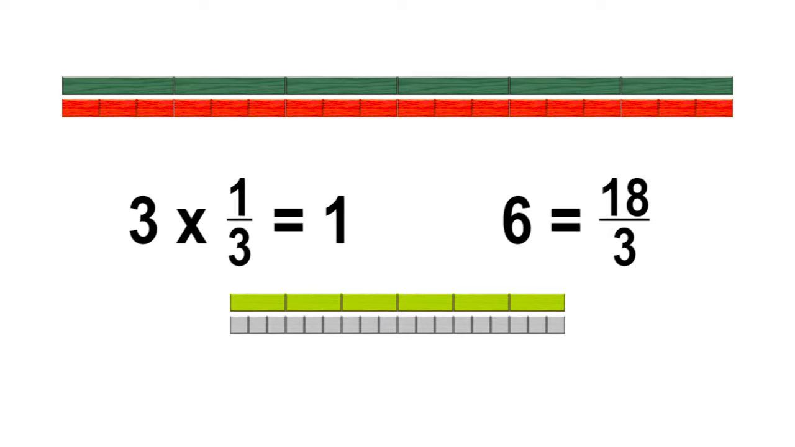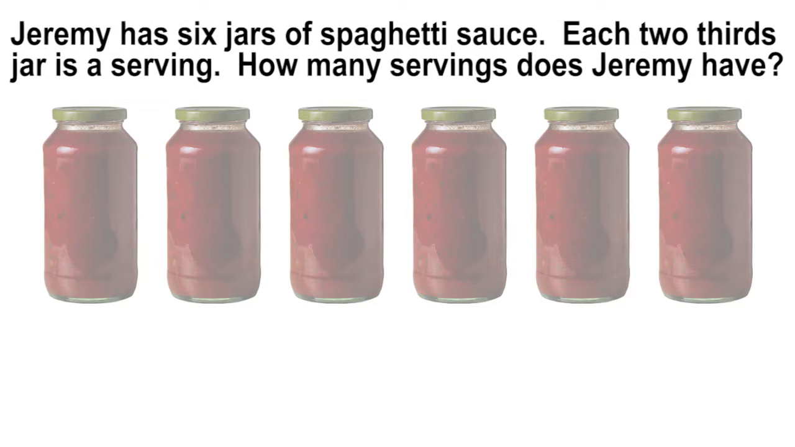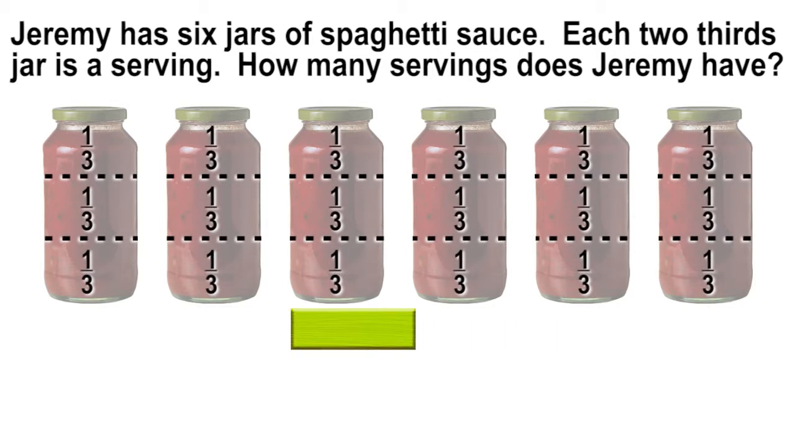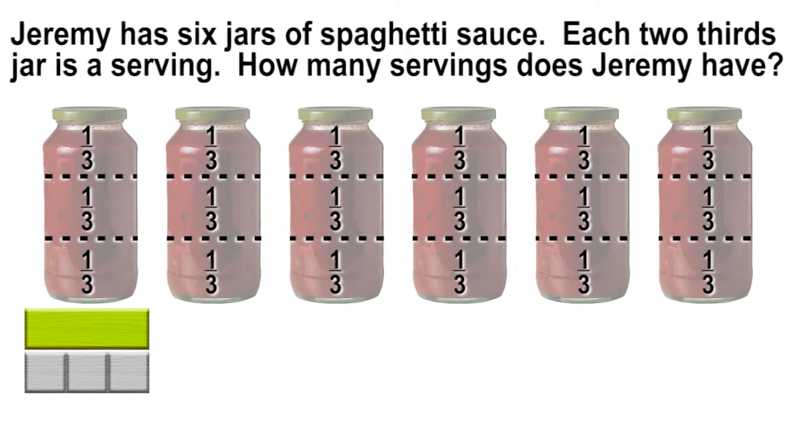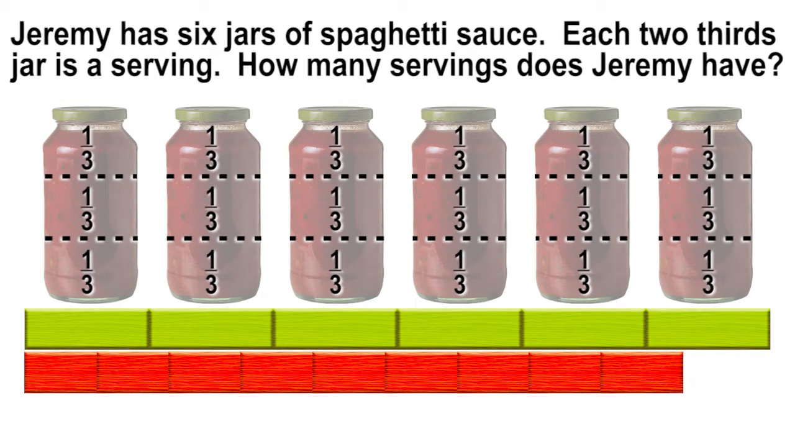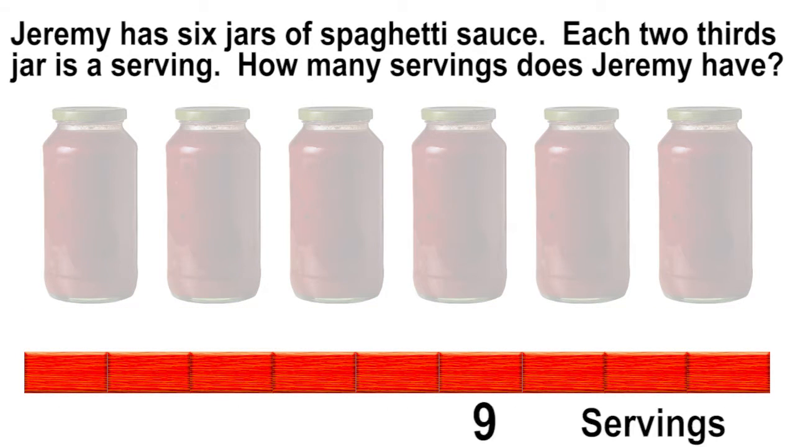Could we use the same strategies to solve the problem if the serving size was 2/3 instead of a unit fraction? Let's try it. Jeremy has 6 jars of spaghetti sauce. Each 2/3 of a jar is a serving. How many servings does Jeremy have? Let's use a light green rod to represent a whole jar and white cubes to represent 1/3 of the jar. We can see that each white cube equals 1/3, but we want to find out what represents 2/3. The red rod is the same length as 2 whites, so we can use the red rod to represent 2/3. Now how many red rods equal 6 light greens? Yes, there are 9 reds. So our answer is Jeremy has 9 2/3 servings.